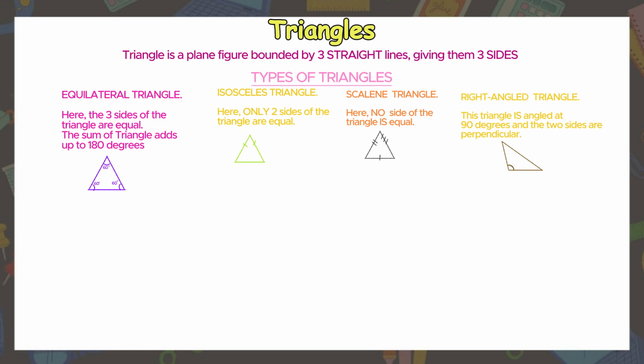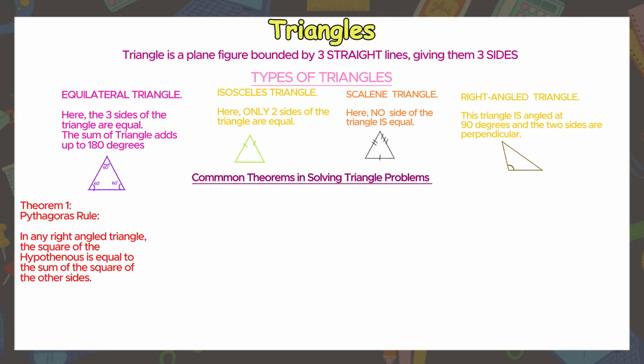Now let's look at the common theorems in solving triangle problems. The first theorem, theorem 1, is that of the Pythagoras rule.